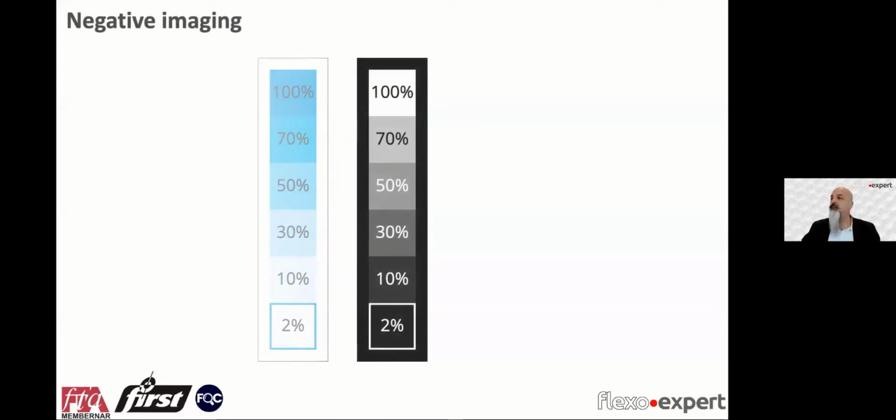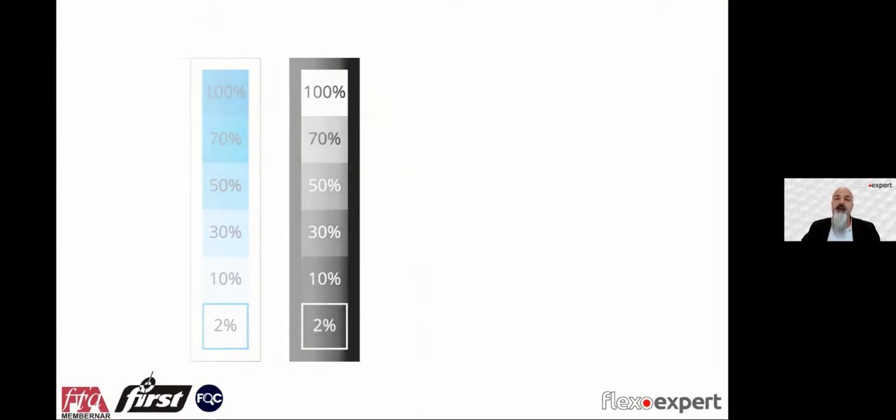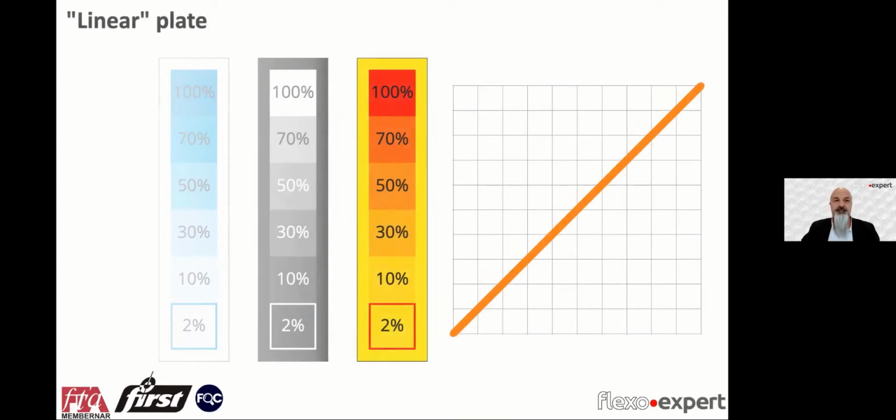The negative can be either onto a separate film or directly onto a black ablative layer on the surface of the plate. And if we use a plate system that has no differences between the negative and the final plate, so a flat top with one-to-one reproduction capabilities, we can produce what we call a linear plate without any tone value adjustments, where 10 is 10, 50 is 50.